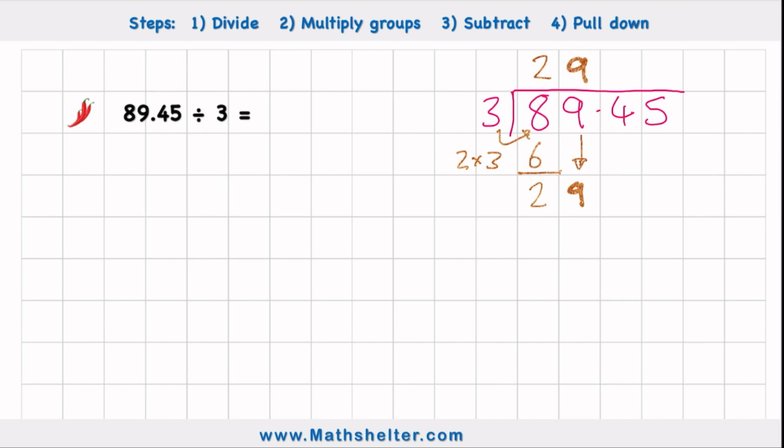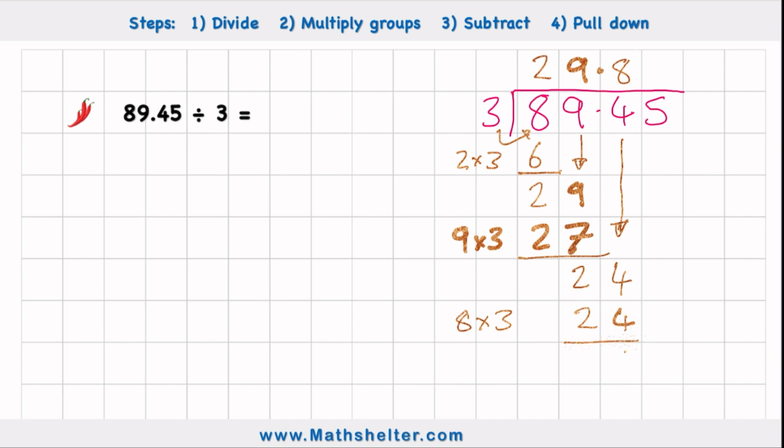Let's see how many were left over by doing 9 times 3. 9 times 3 is 27. That's a remainder of 2. Now I need to put my decimal because I'm on the decimal line and bring down my 4. Therefore, how many 3s are there in 24? There are 8. So let's see how many groups that was by doing 8 multiplied by the 3.